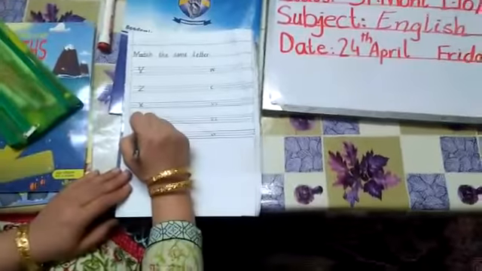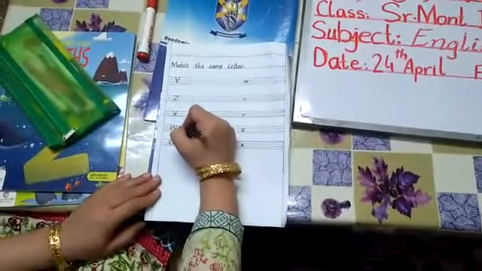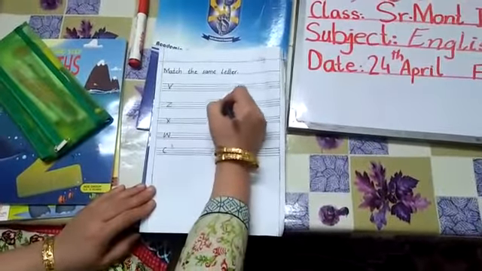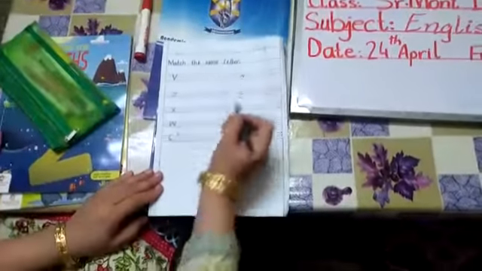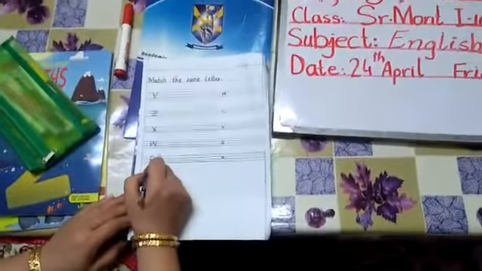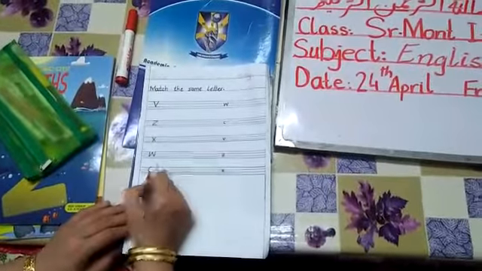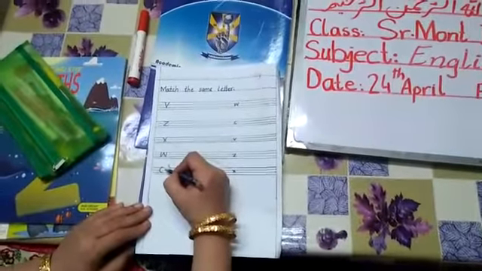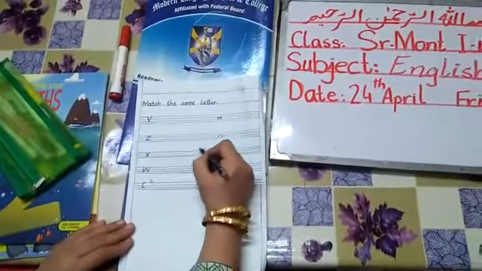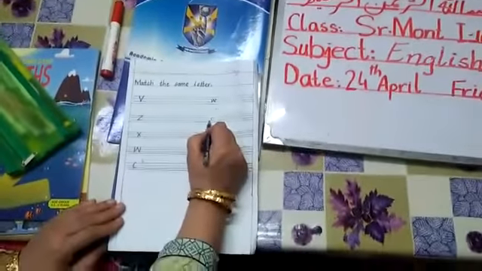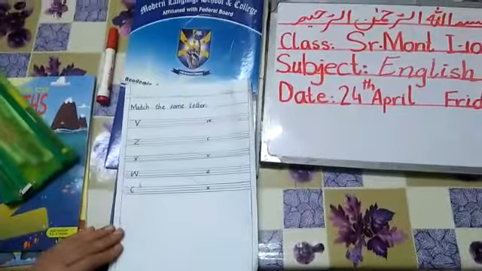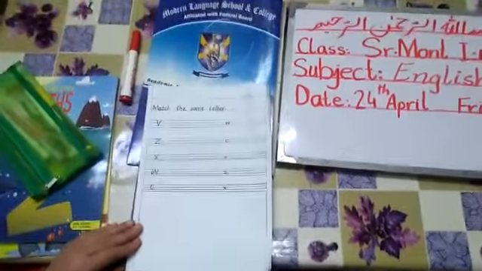W. W says wa. W says wa. Wa. C. C says K. We'll match uppercase C with the lowercase C. C says K. Okay. This is your classwork today.